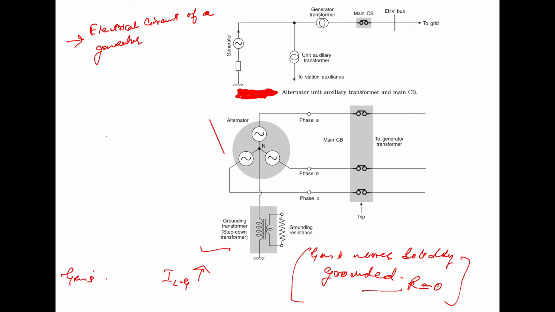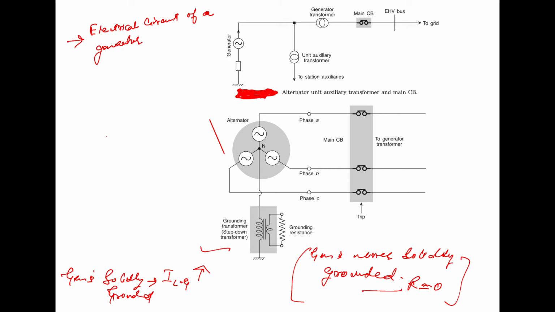So to prevent that, it is not solidly grounded, because otherwise the single line to ground fault current would be dangerously high. Apart from the high value of the fault current, the resulting asymmetry in the rotating magnetic field inside the generator would cause unacceptably large vibration and result in mechanical damage to the rotor.